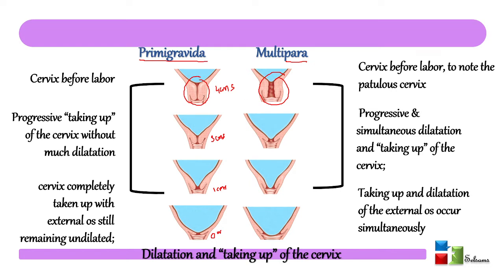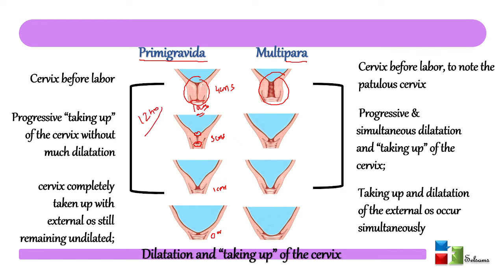And if the lower pole is going to be dilated, this is called as a dilatation. The upper pole effacement, the lower pole is dilatation. So this will be dilated and this will be up to 10 centimeter dilatation. Okay. So for 12 hours, the first stage of the labor in primigravida occurs.